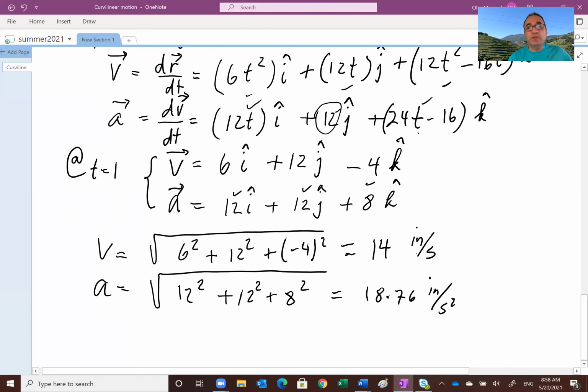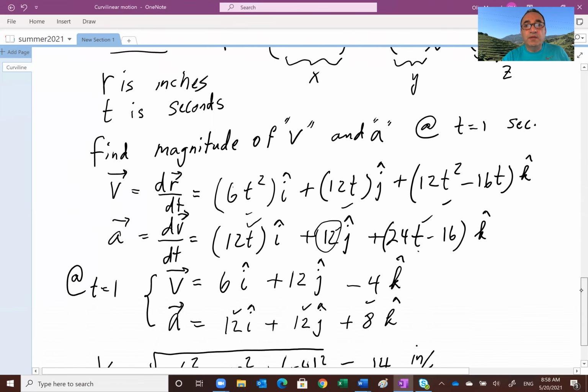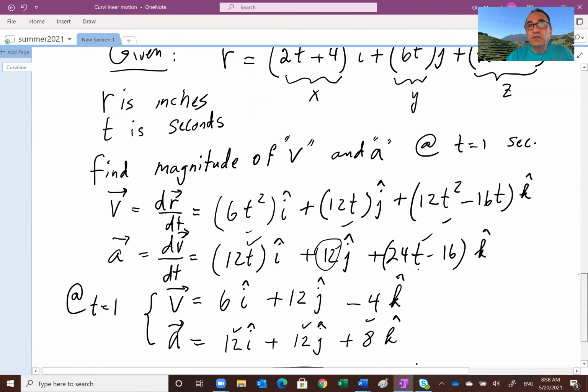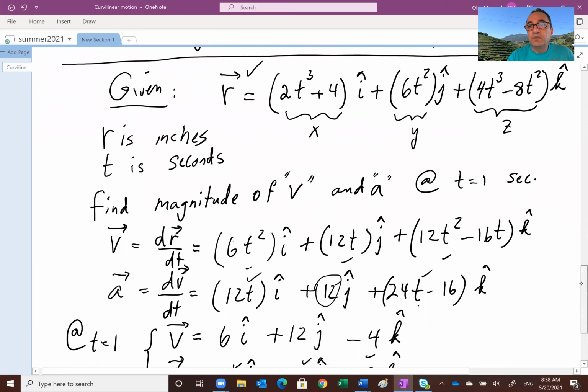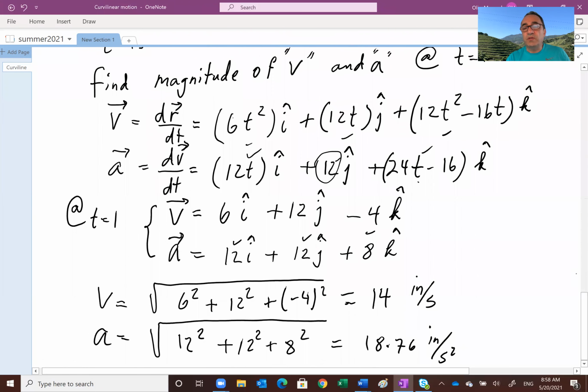So you see, it's very simple, guys. All we had to do, given r as a function of time, is take the first derivative of this guy, and then take the second derivative of it, and just plug in t equal 1, or whatever t you were given, and then just find the square root of the sum of the component squared. All right, guys? Now let's look at a couple of problems from the textbook, and that should do it.